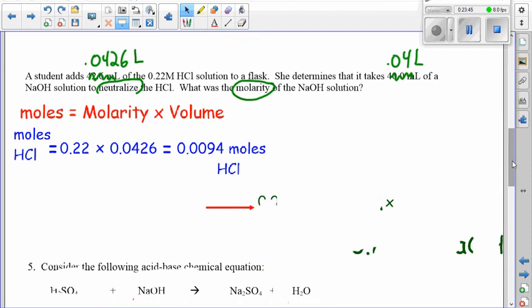Now, what's the ratio of HCl to NaOH? It's 1 to 1, right? So that means I'm just multiplying by 1. So how many moles of NaOH do I have? You got it. 0.0094 moles of NaOH.